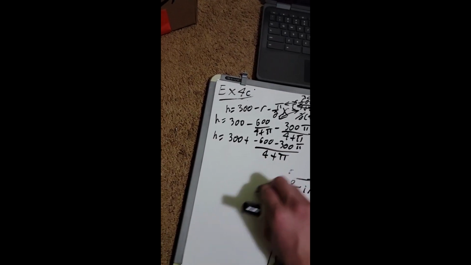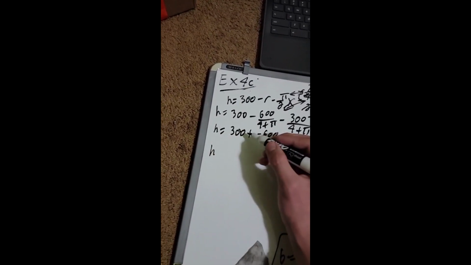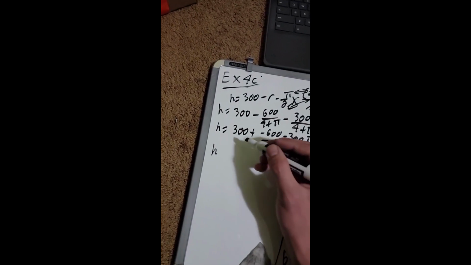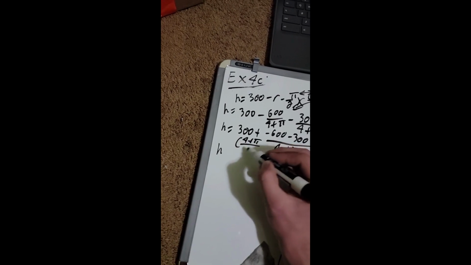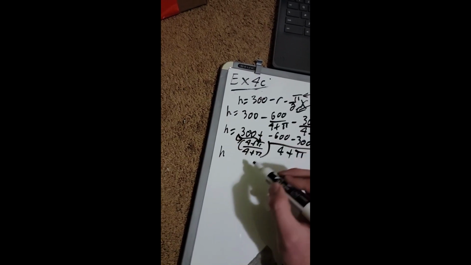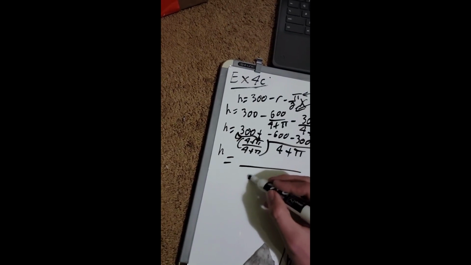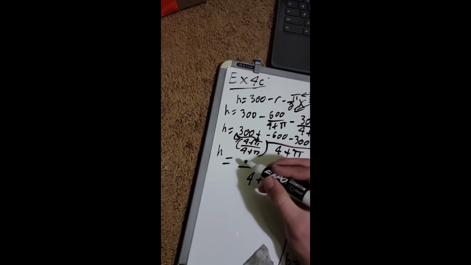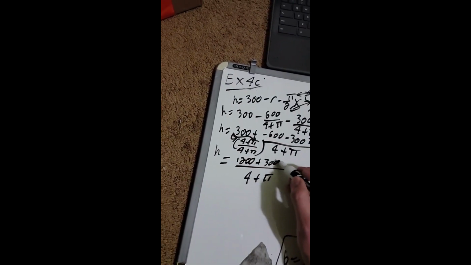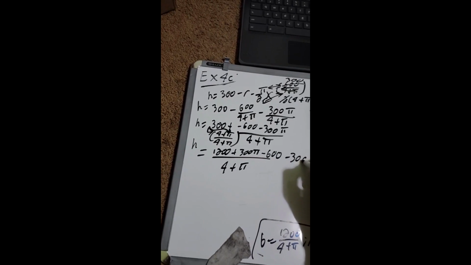And now for h. Now that I have the space for it. So this 300, we want to add it to this fraction, but we need a common denominator. So 300 times 4 plus pi over 4 plus pi. This 300 is just going to distribute to each term. 300 over 1. This 4 plus pi is just going to stay in the denominator. So all this over 4 plus pi. 300 multiplied by 4 is 1200, plus 300 pi, because it's just 300 times pi, minus 600 minus 300 pi.